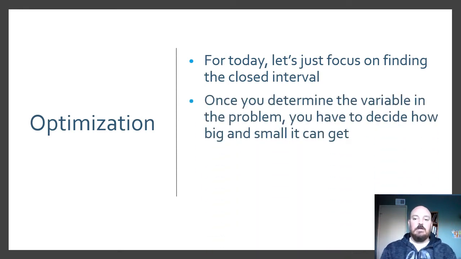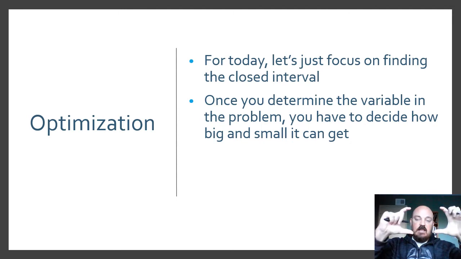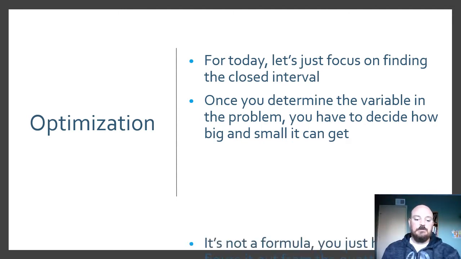So here's how it's going to work. Once you figure out what the variable is that you're working with, and that's what part 2 lesson is talking about, how to figure out the variables. But once you've done that, to figure out your closed interval, you have to take that variable within the context of the problem and say, what's the absolute smallest this could be? What's the absolute largest this could be? And then that gives you your closed interval.